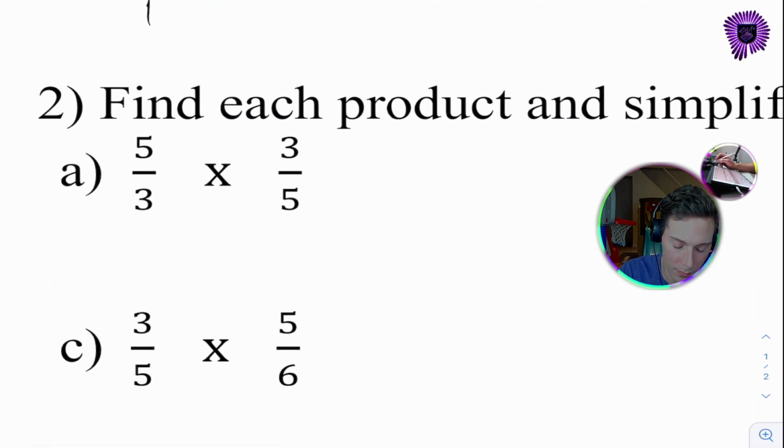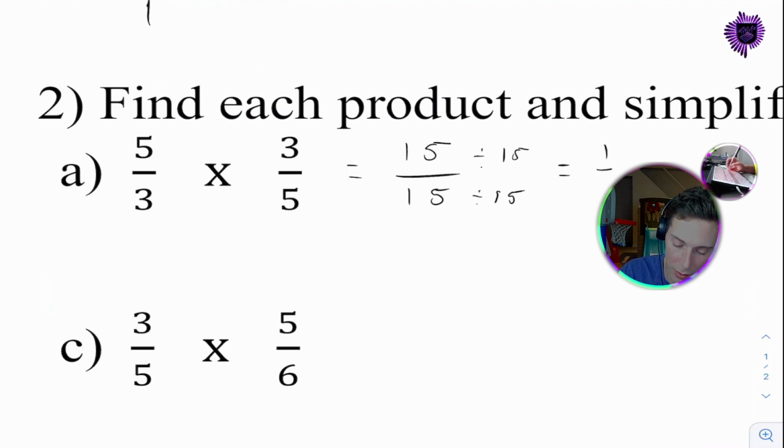2A. Now this is going to be 1. Is it going to be 1? So let's do this both ways. 5 times 3, 15. 3 times 5, 15. This is going to equal 15/15. If we divide both by 15, which is the greatest common factor, it's going to equal 1/1, which equals 1.